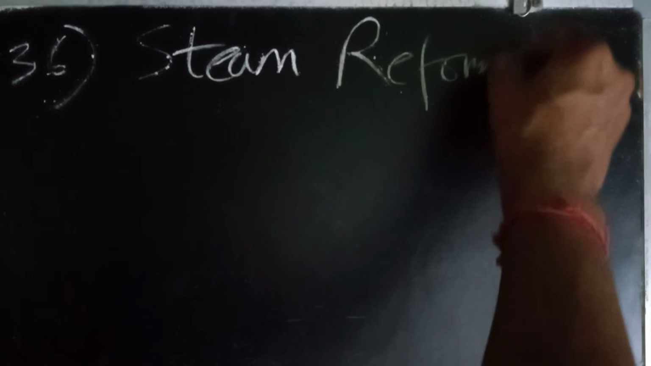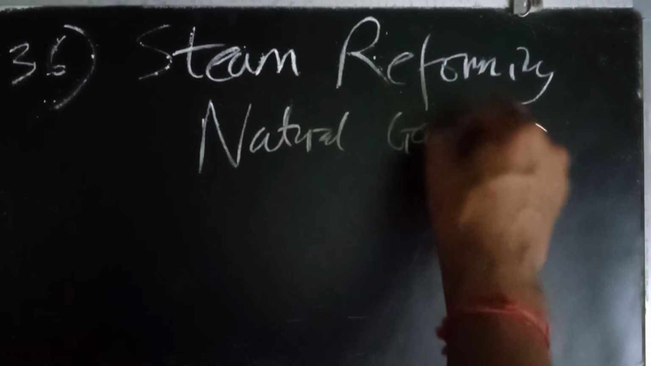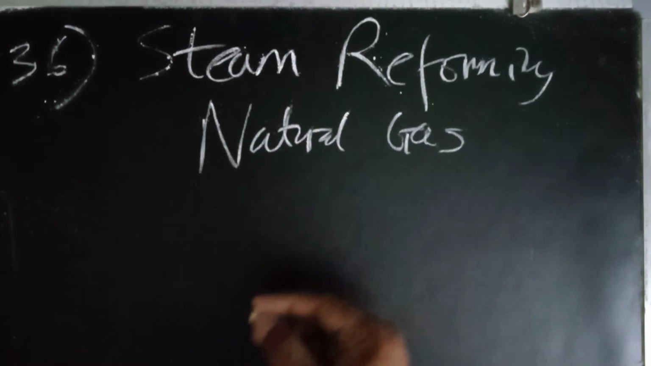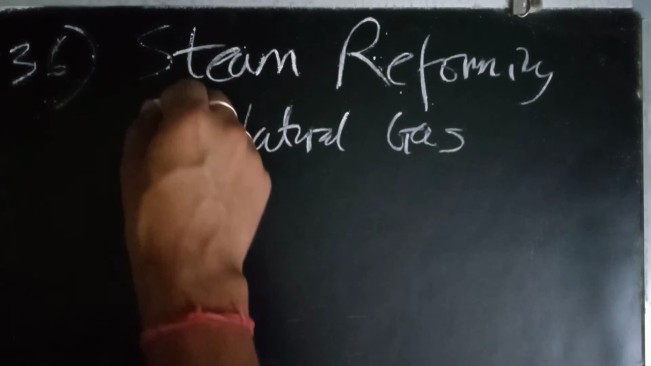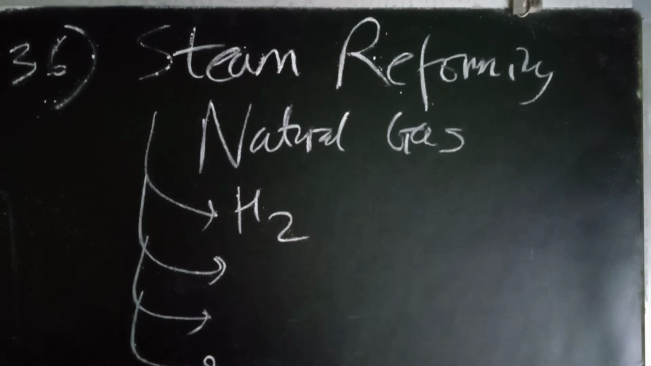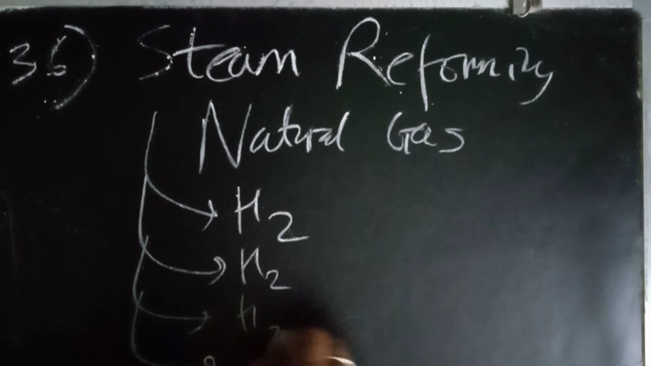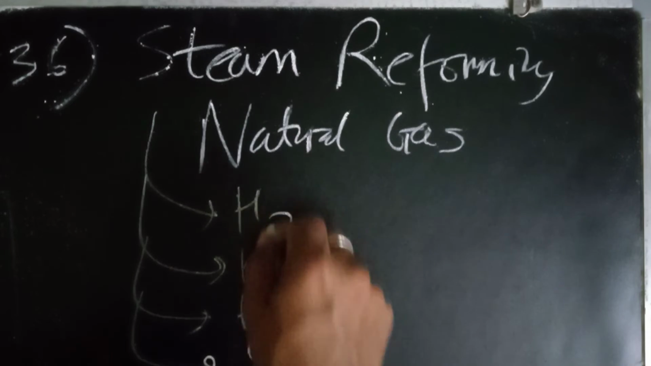Now the next question, 30, what was the number? 36, I guess. 36 number question. It came on steam reforming of natural gas. This also came, and here it was asked what the products obtained are. So they were H2. I remember all the options here now. They were H2, H2, H2, H2. So you cannot eliminate any of the options because H2 is released.